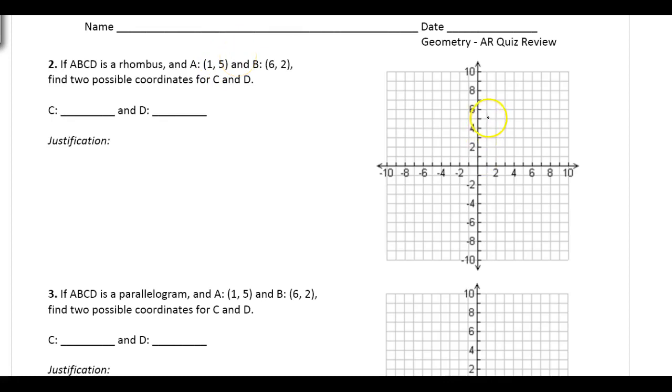So A is (1, 5) and B is (6, 2). And let's go ahead and connect those. So these are 2 points on the rhombus, and we want to find the other 2 points.